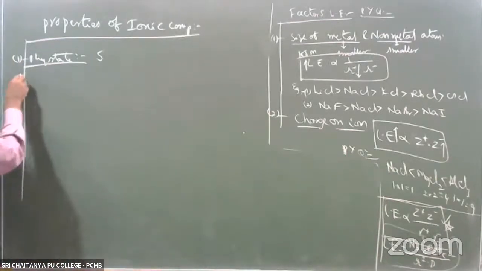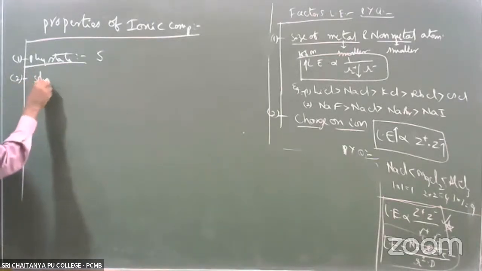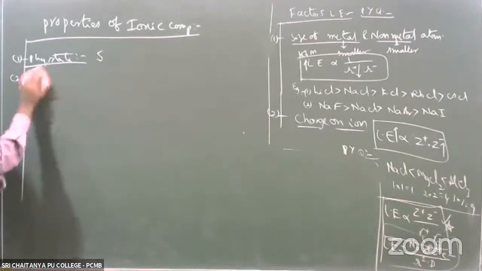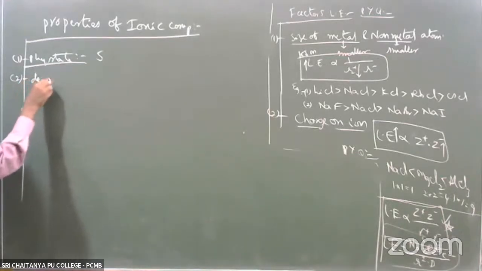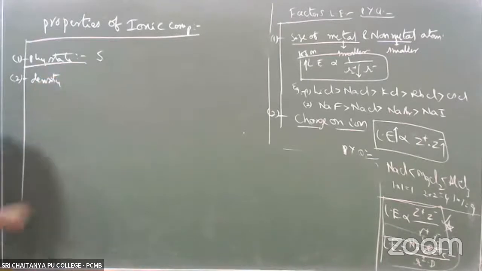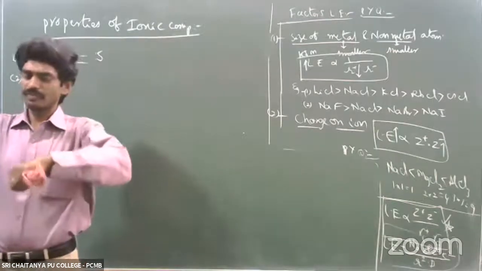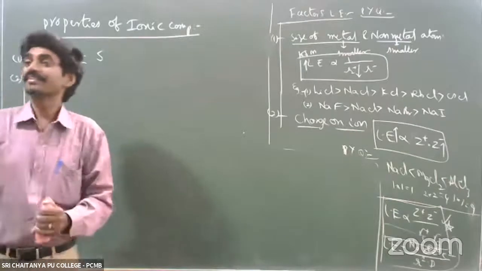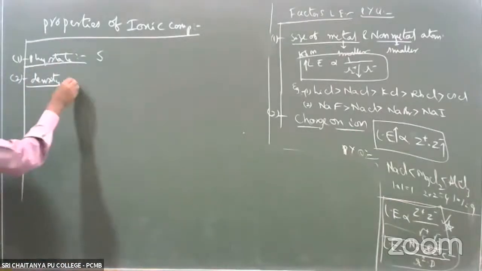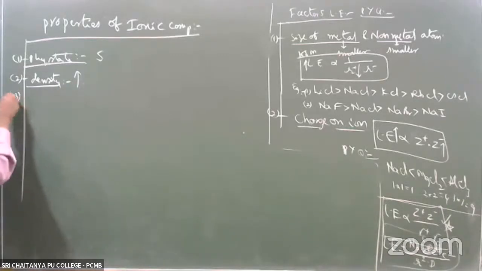Next, second one, solubility. Before that, we'll do density. I will arrange all the points in order. Density of ionic compounds. Ionic compounds are made of ions, right? These have a close packed arrangement. So more ions are accommodated in less space. That's why they have high density. That is, density is very high.